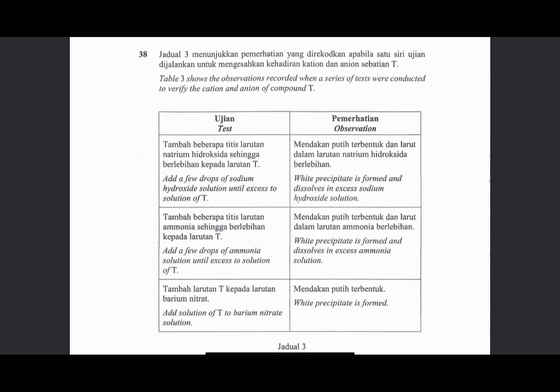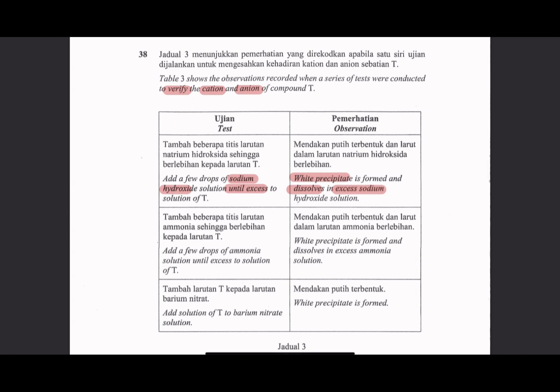(38) Observation recorded when a series of tests were conducted to verify the cation and anion of the compound T. So we can identify what the cation and anion are. Let's go through the table. Add a few drops of sodium hydroxide solution until excess. Observation: white precipitate dissolves in excess sodium hydroxide solution.